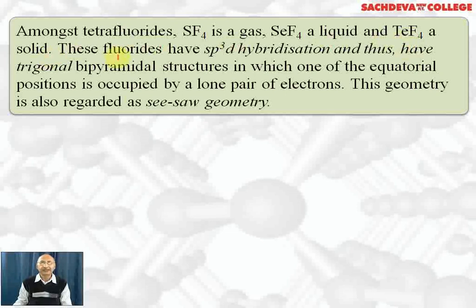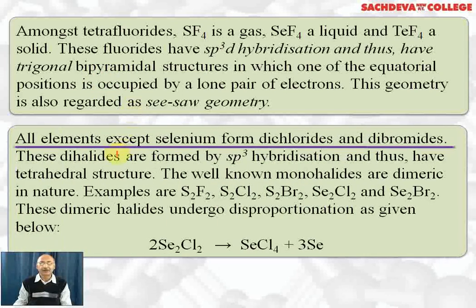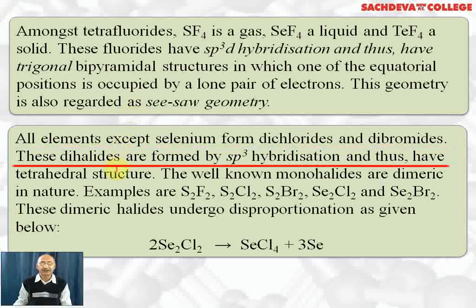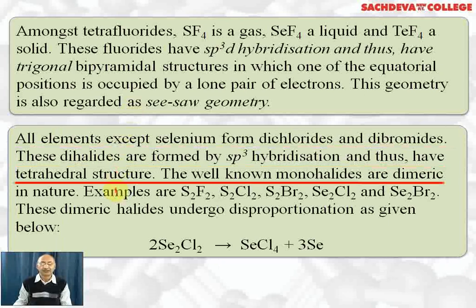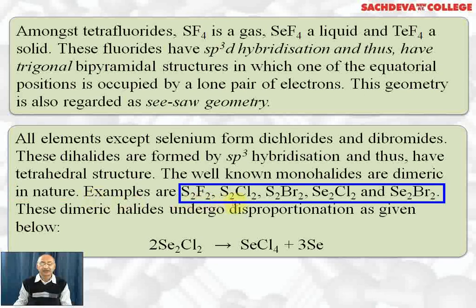These fluorides have sp3d hybridization and therefore should have trigonal bipyramidal structure, but one of the equatorial position is occupied by lone pair of electrons, and that's why they have seesaw shape. All elements except selenium form dichlorides and dibromides. These dihalides have sp3 hybridization and have tetrahedral structure. The well-known monohalides are dimeric in nature, for example S2F2, S2Cl2, S2Br2 and Se2Cl2 and Se2Br2.